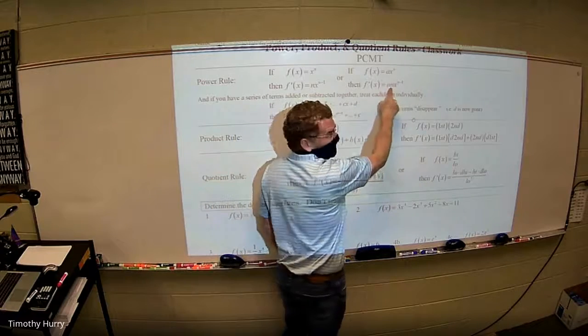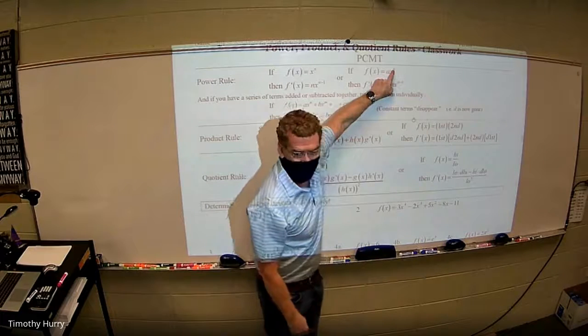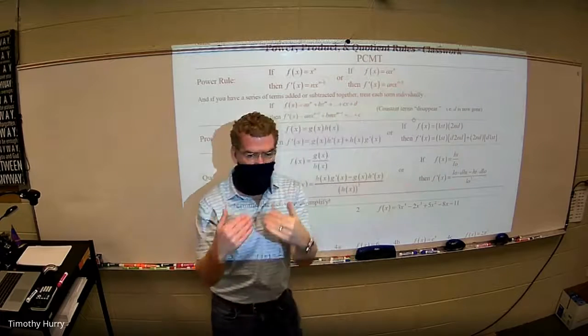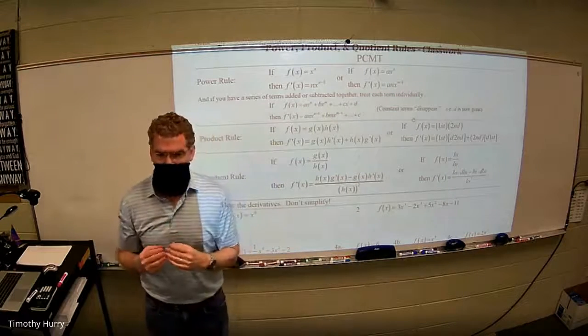I just put a times n because I didn't know what they were. And then drop the x, and then take the n and decrease it by 1. Okay? Now, technically, and Leibniz talked about this. He's the other guy that helped invent calculus.